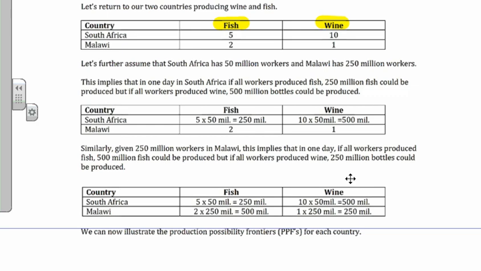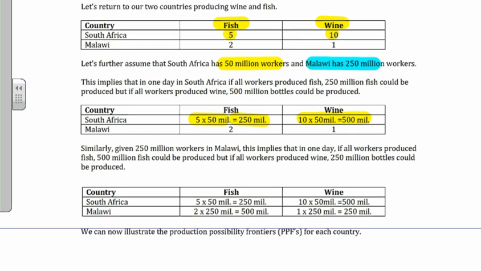I'm making the assumption over here, South Africa, let's say it's got 50 million workers, and Malawi 250 million workers. Well, let's see: if South Africa has 50 million workers and they can each produce 5 fish in a day, if everyone in South Africa was just making fish, they'd make 250 million fish. I don't know how you make fish, I assume you fish for fish. In terms of South African wine, there are 10 in a day. Each laborer can make 10 bottles of wine. If everybody works, 50 million workers, you get 500 million bottles of wine.